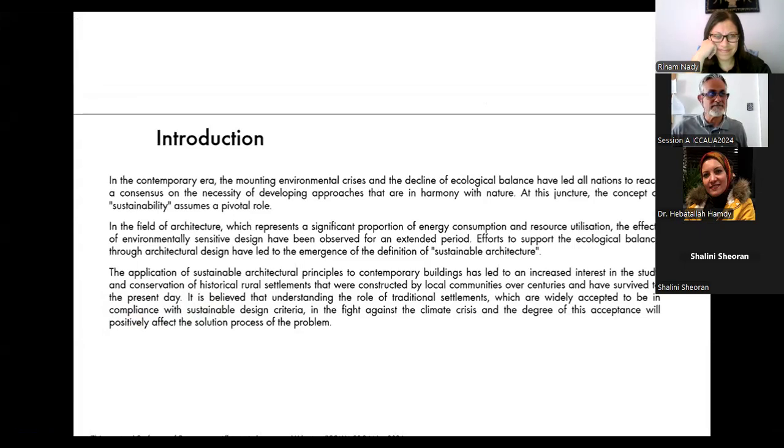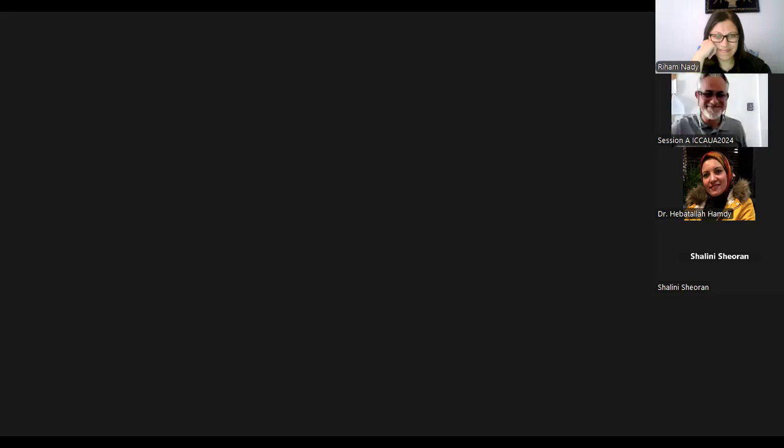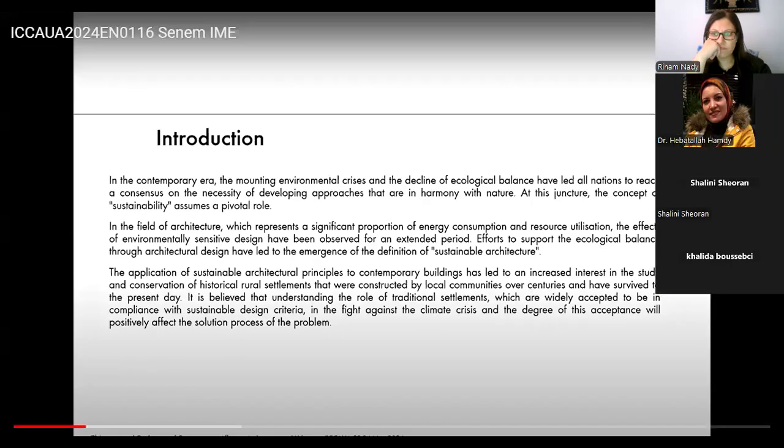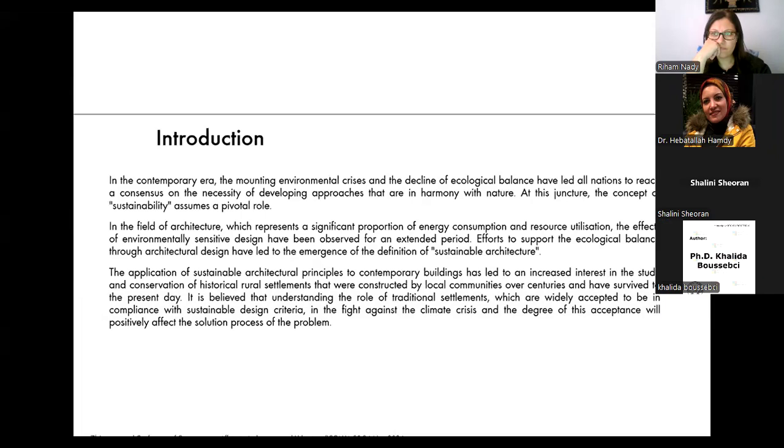sensitive design have been observed for an extended period. Efforts to support the ecological balance through architectural design have led to the emergence of the definition of sustainable architecture. The application of sustainable architectural principles to contemporary buildings has led to an increased interest in the study and conservation of historical rural settlements that were constructed by local communities over centuries and have survived to the present day.